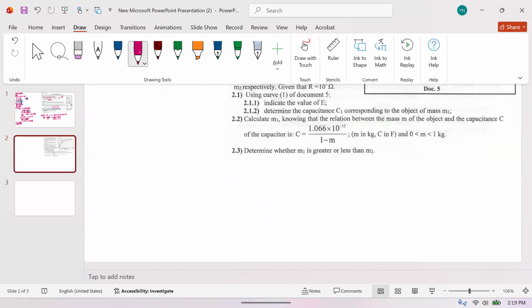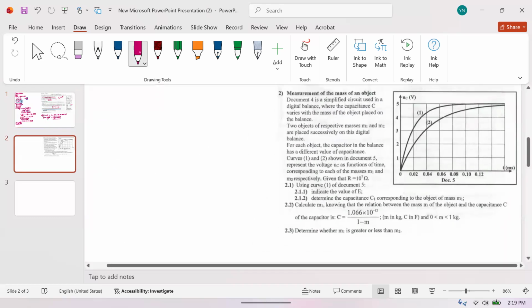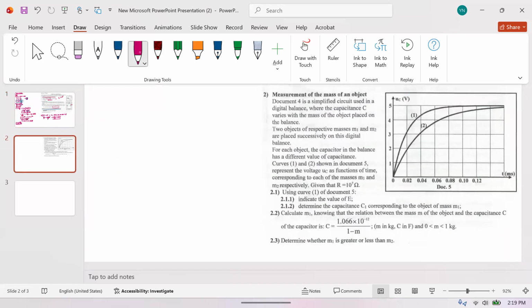Let me start with the second part. Measurement of the mass of an object. Now, the first thing that I can see is the graph. Once you see two graphs like this for a capacitor, you have to compare them. Why do we have two graphs, okay? The main thing they ask about here when they represent two graphs is tau. Which tau is bigger? Which time is bigger? If you want to know that, you can see which one reaches the permanent phase last.